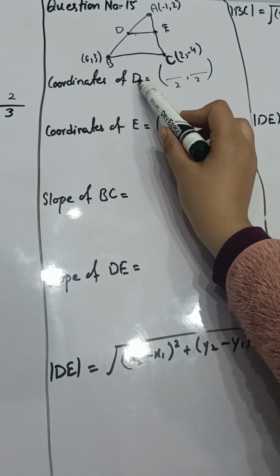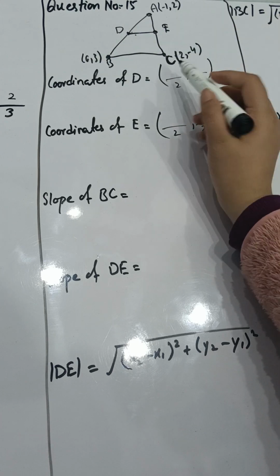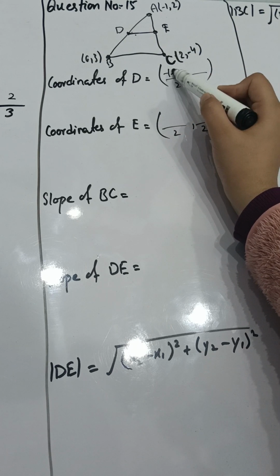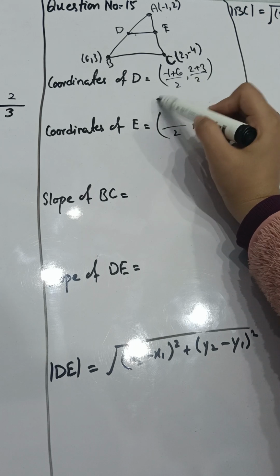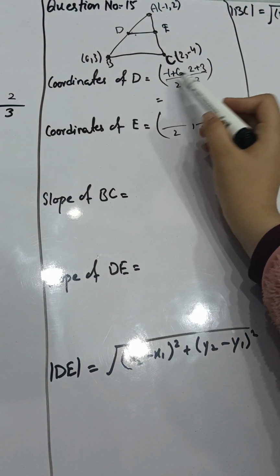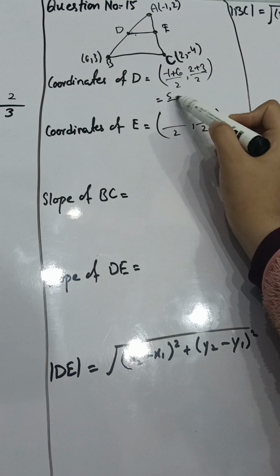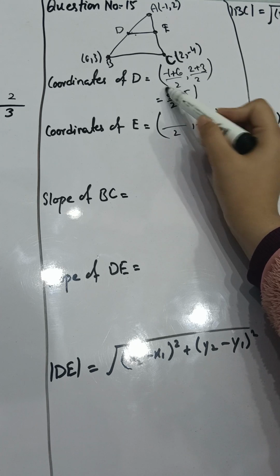Okay. Now the coordinates of point D will be of this. So -1 + 6, or 2 plus 3. Now solve them, and the answer will be equal to 5 by 2, because 3 plus 2 is equal to 5, so 5 by 2. So these are the coordinates of point E.